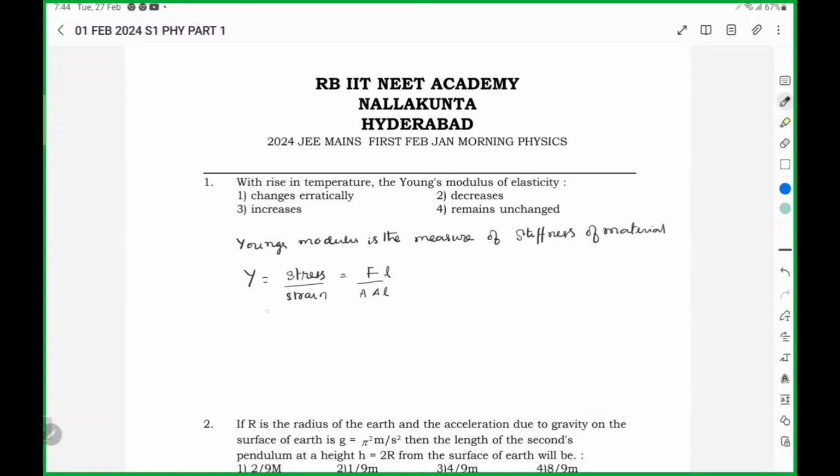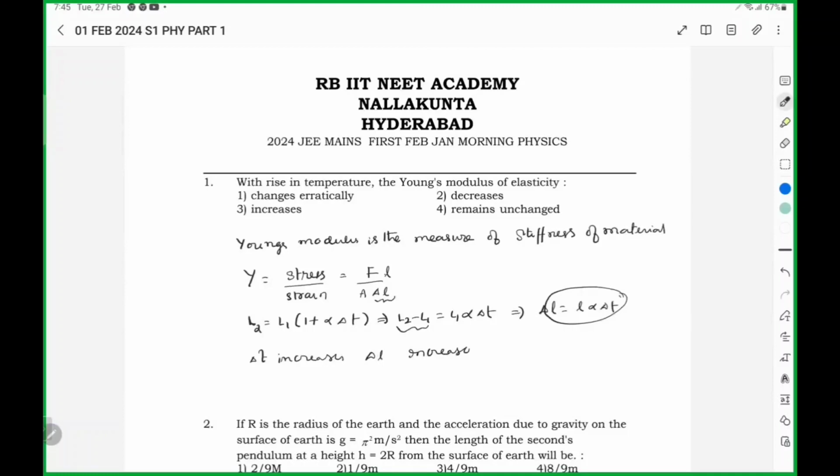Once the material is heated, how does its length change? L2 is equal to L1 into 1 plus alpha delta T, where alpha is the coefficient of linear expansion. The change in length delta L is L alpha delta T. So once temperature is raised, length will increase. So as delta T increases, delta L increases. Once delta L increases, since Y is inversely proportional to delta L, Y decreases.